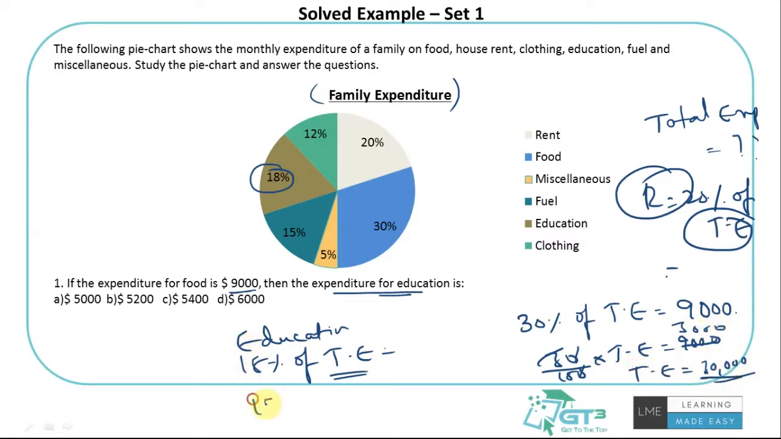Once I know this, what is 18%? It is 18 by 100 into 30,000, which is 5,400. So the answer would be 5,400.